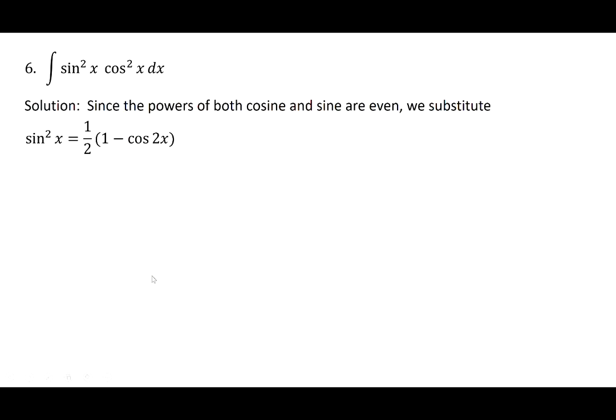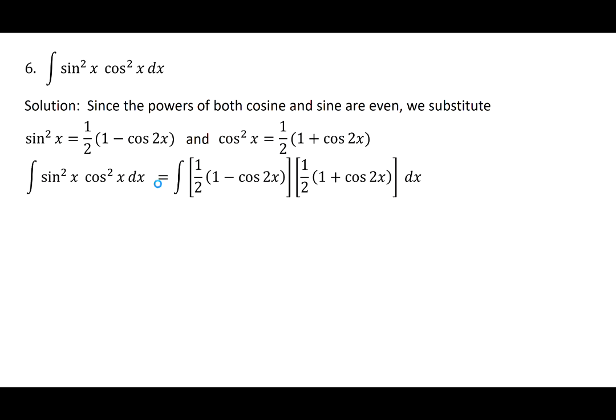How about this? Well, sine square x can be written as 1/2 times (1 minus cosine 2x), and cosine square x as 1/2 times (1 plus cosine 2x). Go ahead and make those substitutions, and what happens? 1/2 times 1/2 is 1/4. (1 minus cosine 2x) times (1 plus cosine 2x). That's what we would be left with inside the integral.